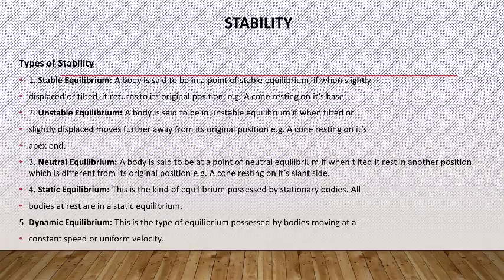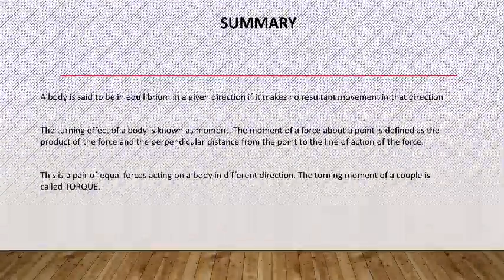4. Static equilibrium. This is the kind of equilibrium possessed by stationary bodies. All bodies at rest are in a state of equilibrium. 5. Dynamic equilibrium. This is the type of equilibrium possessed by bodies moving at constant speed or uniform velocity.